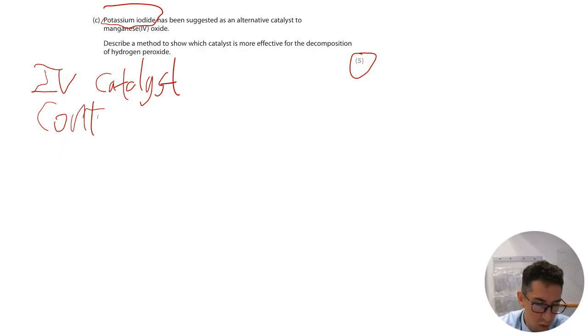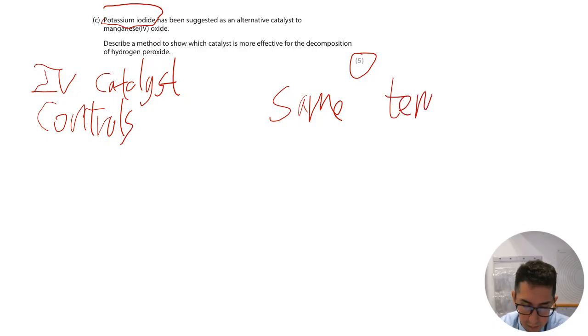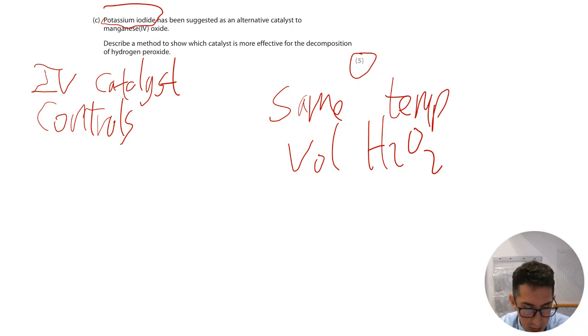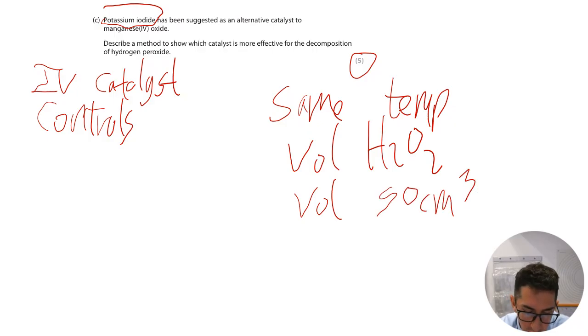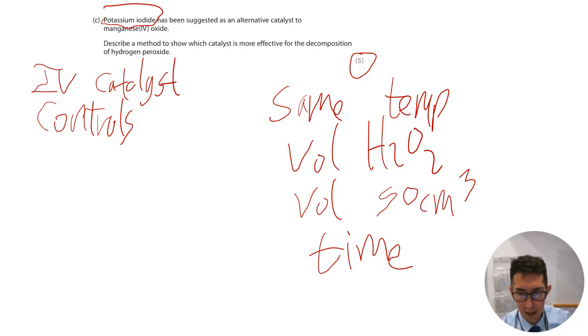So basically we're going to run the experiment again, and we're going to keep the same temperature, same volume of H2O2, everything the same. And then we're going to measure, what did we measure last time? We measured volume. So we measured the volume up to 50 cm cubed. So we're going to measure the time it takes to get there. And if it's a better catalyst, it will take less time to get to 50. And if it's a worse catalyst, it will take longer to get to 50.